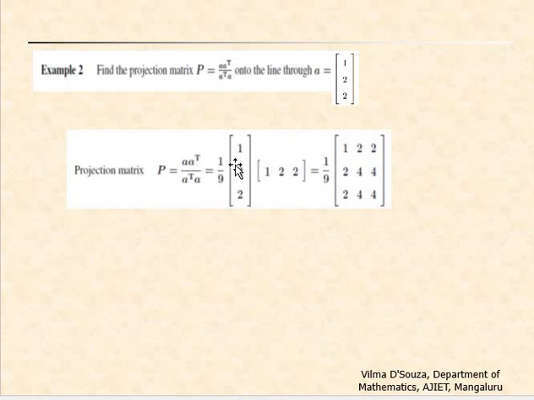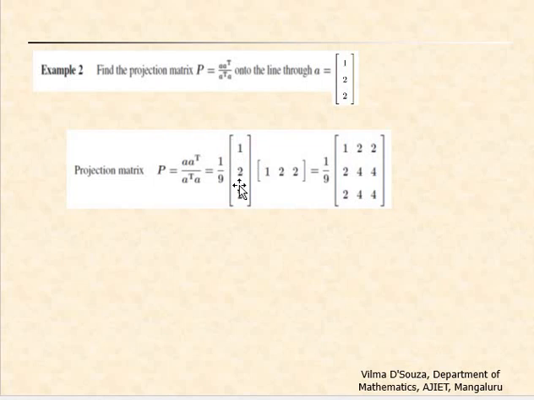What is A? This is your A, the column vector 1, 2, 2. A transpose is the row vector 1, 2, 2, divided by A transpose into A. I have directly written here 9. You can verify and see how much you get. A transpose is the row vector 1, 2, 2 and A is the column vector 1, 2, 2. So A transpose A, you will get it as 9.